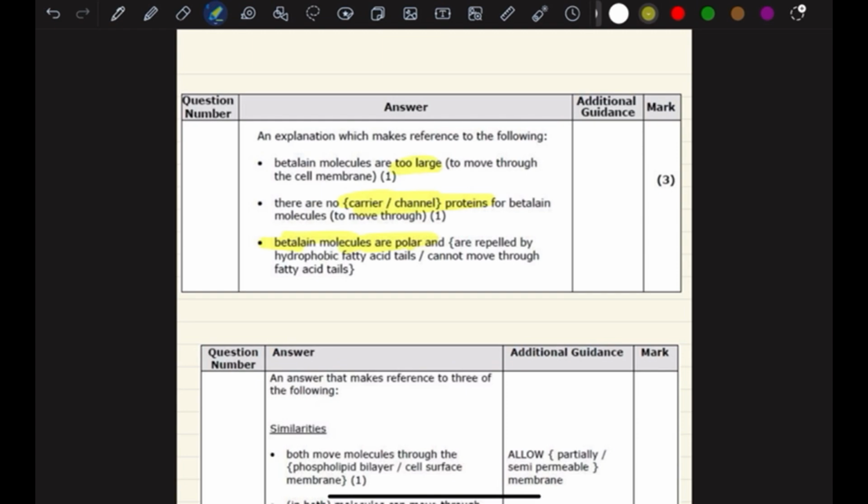So first of all, let's flip it. Let's go to those opposites. And then also let's think, if there isn't a carrier channel protein and it's a polar or a large molecule, it won't be able to get through either. Cool. That's kind of what we're thinking for that part.